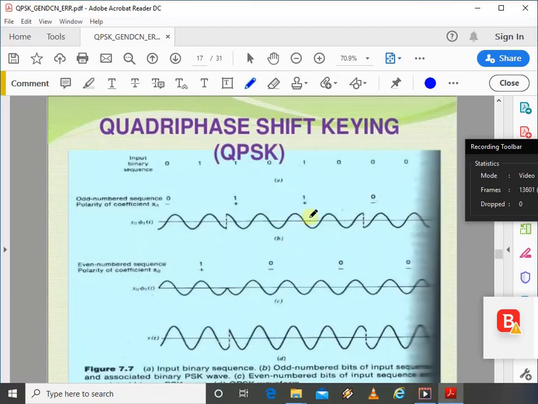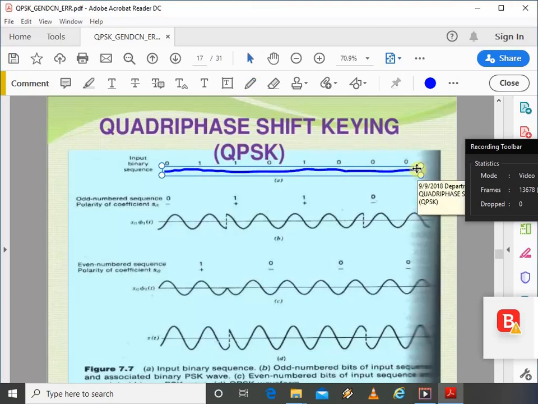Now let us see how to draw the QPSK waveforms. Suppose the input binary sequence given is 01, 10, 10 and 00. The first operation in QPSK is to divide the given input binary sequence into an odd-numbered sequence and an even-numbered sequence. Here the first odd bit is 0, the second odd bit is 1, the third odd bit is 1, and the fourth odd bit is this. The first even bit is 1, the second even bit is 0, the third even bit is this, and the last even bit is this. This is how the input binary sequence is divided into the odd sequence and the even sequence.